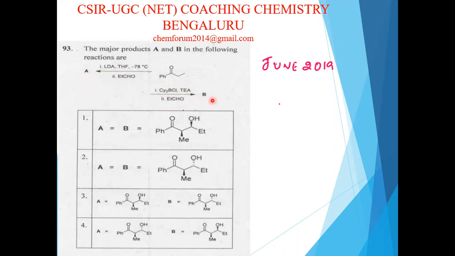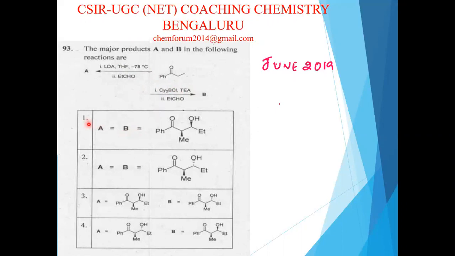In both the cases, the first set of conditions will generate the enolate, and the next step in both the cases is adding the enolate to an aldehyde and getting the product. What is very important is what kind of enolate we will generate when you use this set of conditions, and what kind of enolate is generated when you use this kind of reagents. And look at the products.